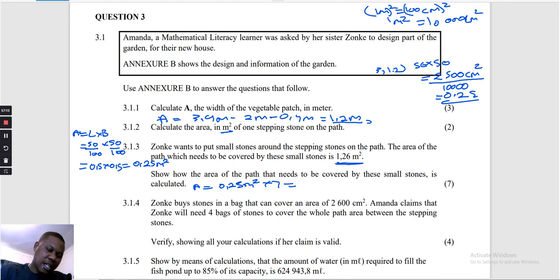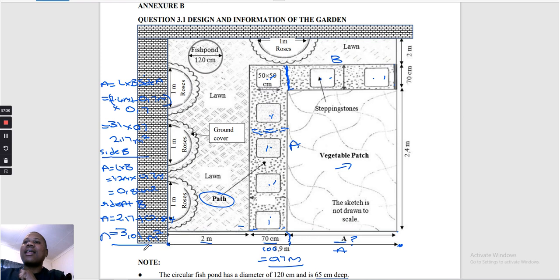0,25 multiplied by 7 is equal to 1,75 meter squared. So this is the area that is going to be occupied by the stepping stones. But the total area of the path, including the stepping stones, is 3,01.